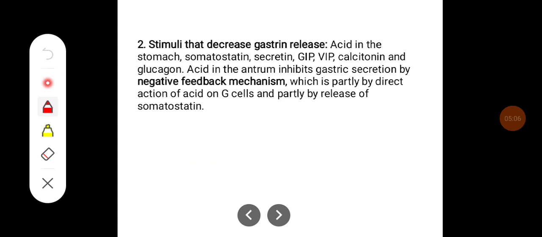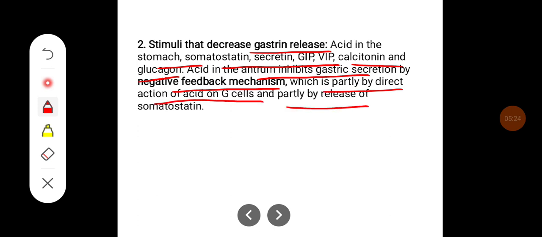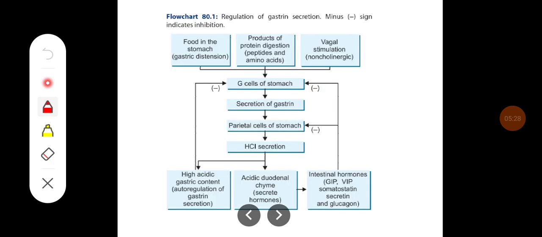Stimuli that decrease the gastrin release: acid in the stomach, somatostatin, secretin, GIP, VIP, calcitonin, and glucagon. Acid in the antrum inhibits gastrin secretion by a negative feedback mechanism, which is partly by direct action of acid on G cells and partly by release of somatostatin. So this is how the gastrin secretion is regulated.